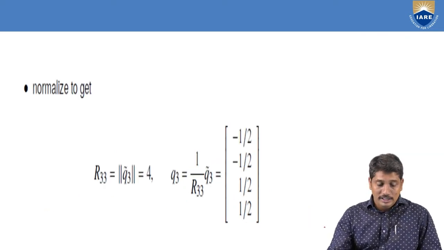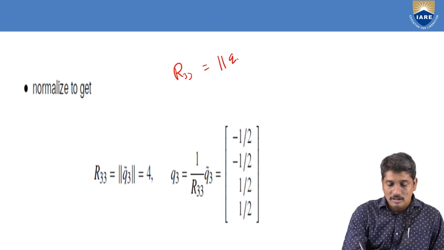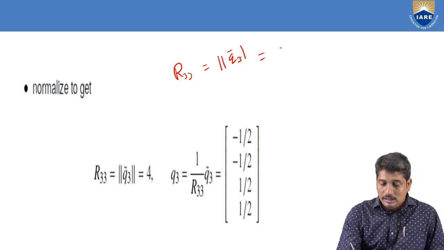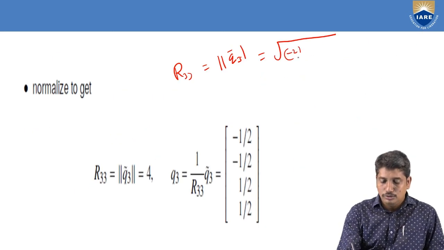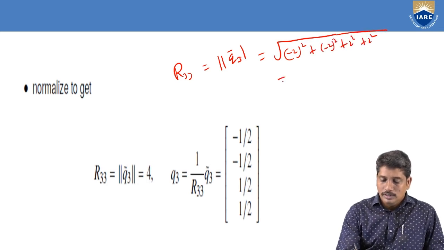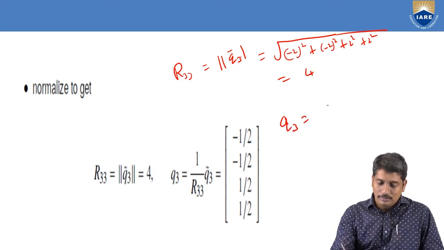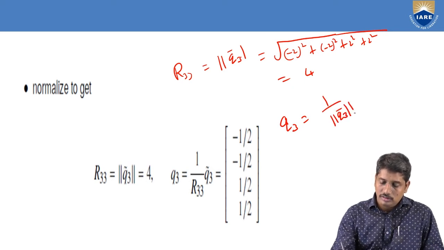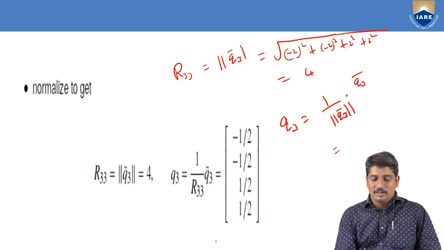Now finally, we'll calculate R33 by normalizing it. That is the norm of Q3 bar, which is the root of minus 2 whole square, minus 2 whole square, 2 square plus 2 square. That is equal to 4. And automatically Q3 becomes 1 by norm Q3 bar into Q3 bar, and hence we get this vector.